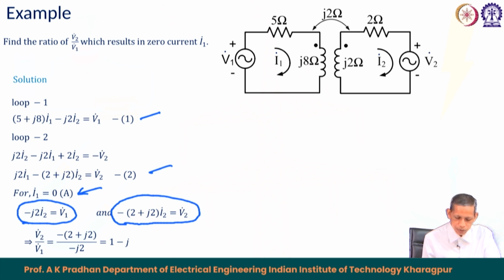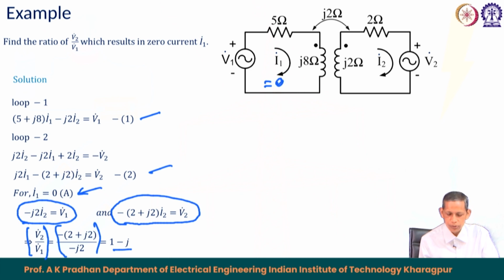So, the V2 upon V1 ratio becomes equal to this ratio, and that becomes equal to 1 minus j. So, the conclusion is that if the V2 by V1 ratio happens to be 1 minus j, then the corresponding current I1 happens to be equal to 0. That is how we solve the problem.